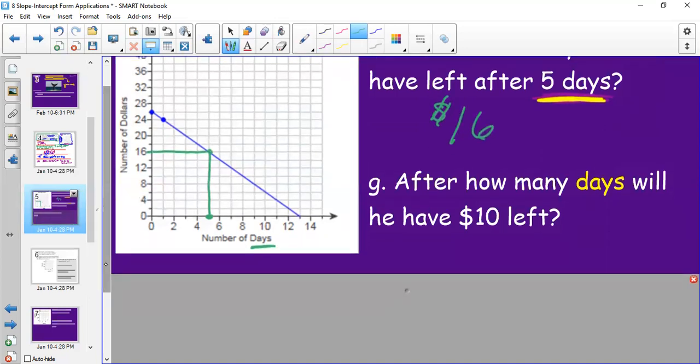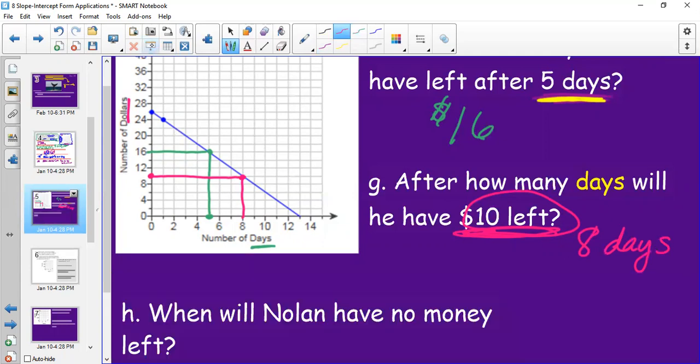Okay, next question. After how many days will he have $10 left? Well, notice this time it gives us $10. So I need to find $10. Well, here's dollars. Find 10. Go right this time until I hit my line and go down. It's going to be after 8 days. He will have $10 left.